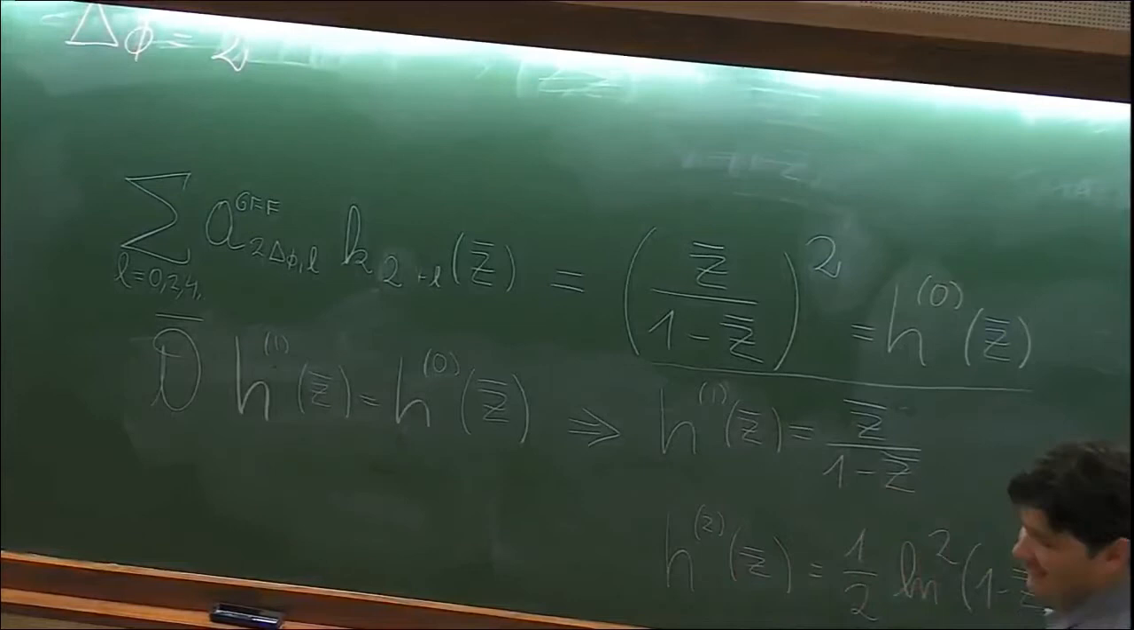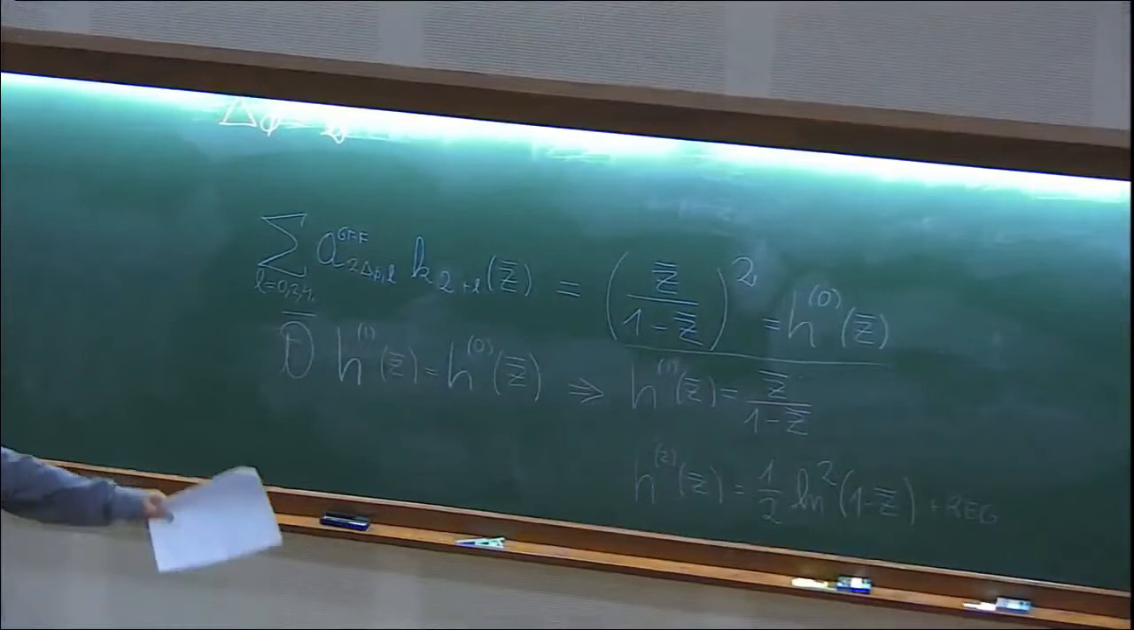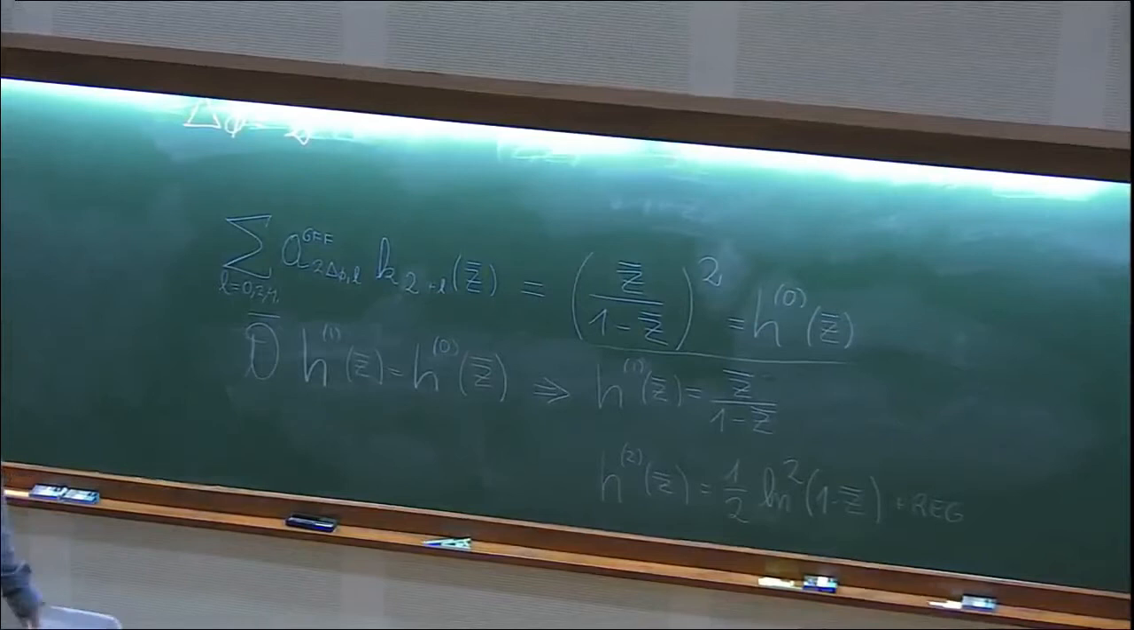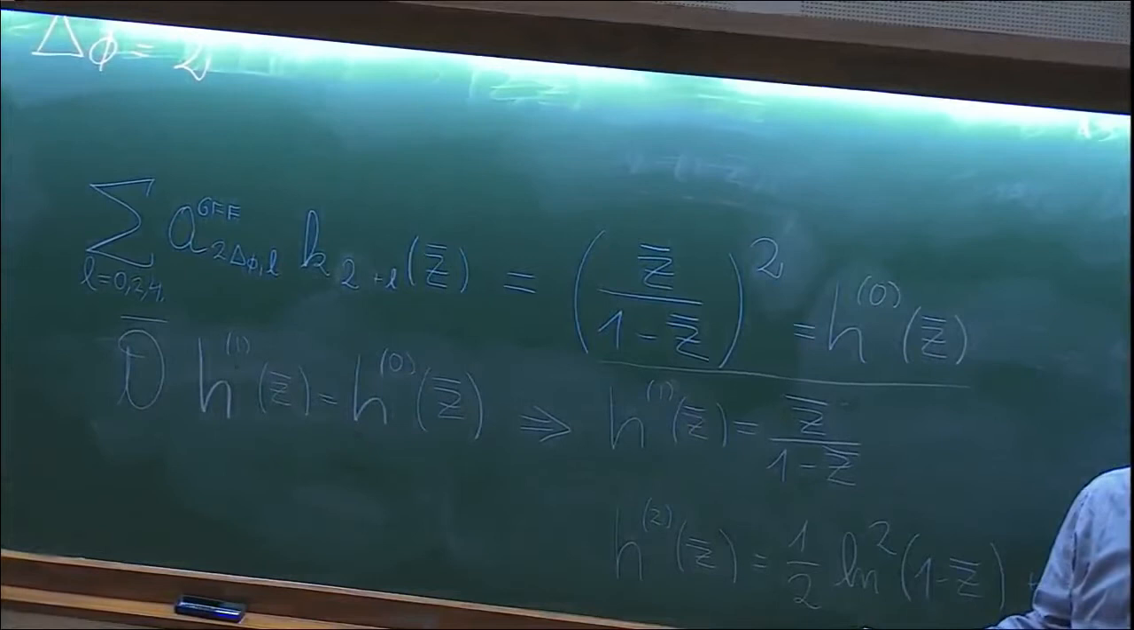Plus something regular, which we are not going to care about. So H2 has also an enhanced divergence. But it has then an enhanced divergence in a funny way. It doesn't have a power law divergence. It has a log square divergence. And if you compute H3, H4, H5, etc., these also all have some log square. And this log square certainly is an enhanced divergence because it cannot arise from a finite number of conformal blocks. Is it okay? So this is what happens.